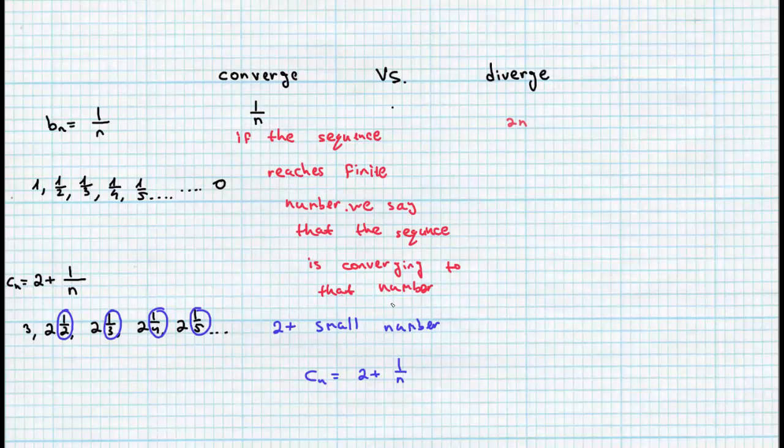When n reaches infinity, and we can see that the numbers are blocked by some number, like in these cases it was 2, it was 0, we say that the sequence is converging. But if the numbers are getting bigger and reaching infinity or negative infinity, minus infinity, we say that the sequence is divergent.